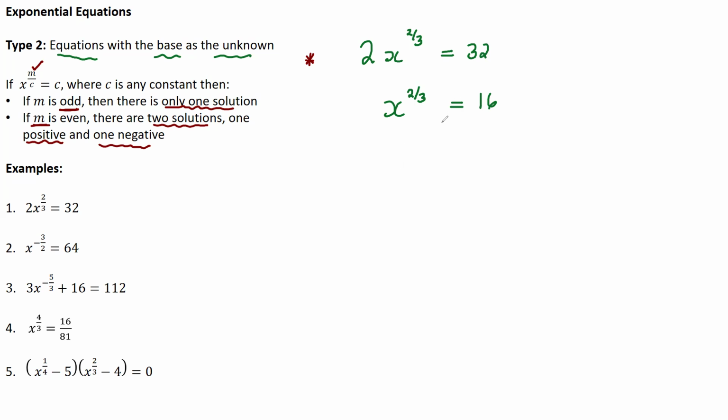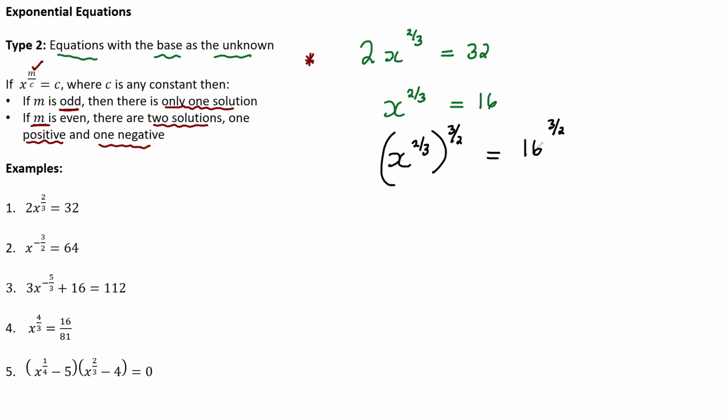Power both sides by the reciprocal. In other words, this is like this. Say, what do you mean reciprocal? When you say reciprocal, you're saying if the power is 2 over 3, you power with 3 over 2. The other way around. 2 over 3, flip it. 3 over 2. You power both sides by the reciprocal.